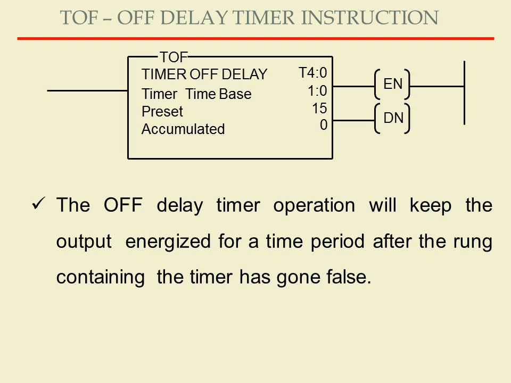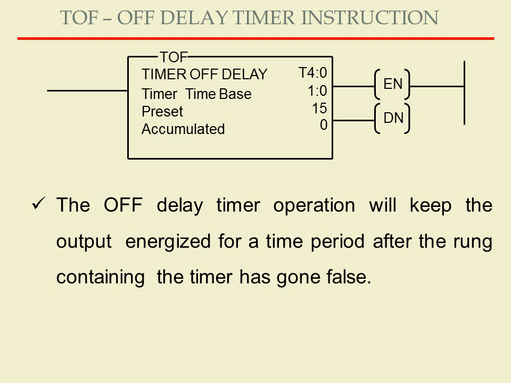So here is how this TOF, that is the off delay timer instruction, is represented. It is stored in the file T4:0. Its timer base value is 1.0. Preset value is 15, set here, and accumulated value is initially 0.